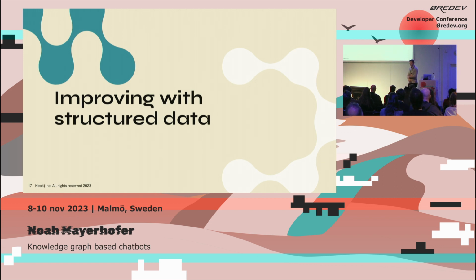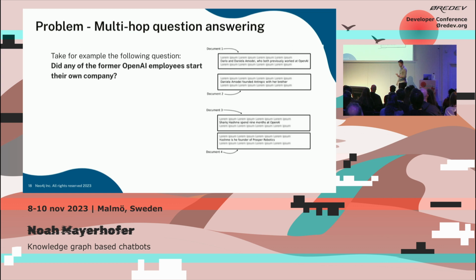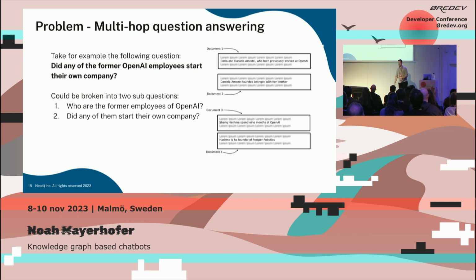But we can keep going. We can improve this with structured data instead. And this also solves another problem. So there's something called multi-hop question answering. So we can, for example, think of this question: did any of the former OpenAI employees start their own company? And this is really two questions in one, right? First, we need to find who the former OpenAI employees are, and then did any of them start their own company? If we would do this similarity search, we wouldn't find out who the people are. We would find out if OpenAI employees started their own company.